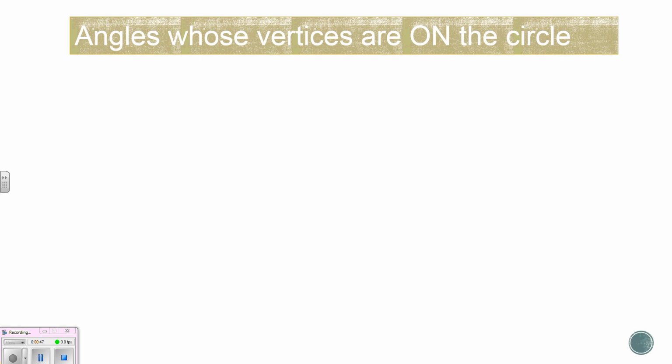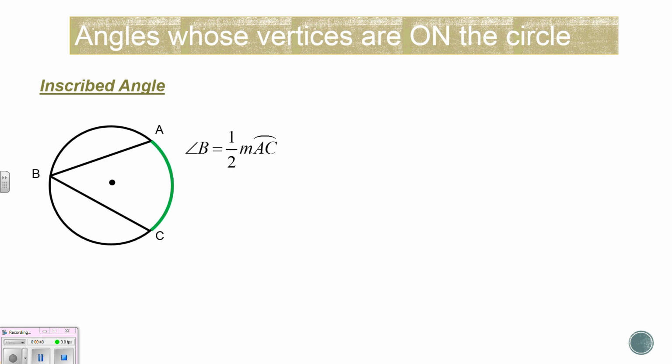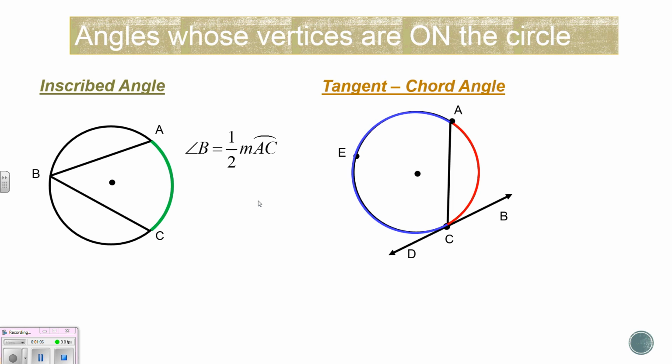And one of these we've already done. We did it in the last section, and that's the inscribed angle. So we're talking about angle B right here as the inscribed angle, and that it relates to the intercepted arc. In the formula, that angle B is half of the arc. And we talked about that in the last section, so that should be pretty good. I'm not going to spend time on that. But the next one is a new one.